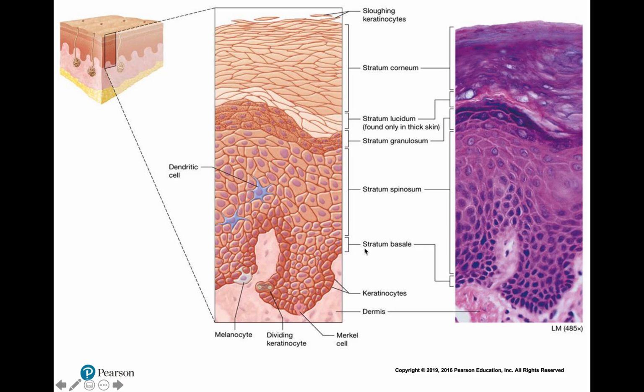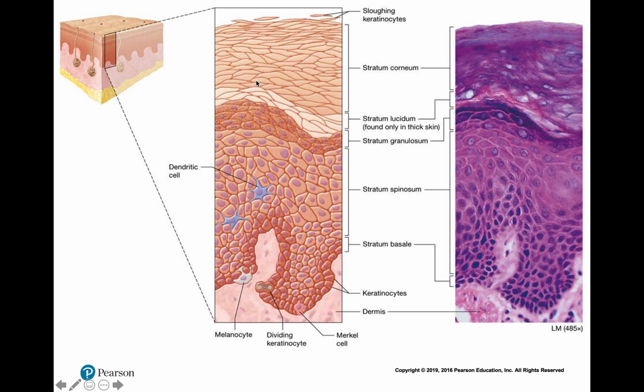So these cells, if you look over here in the micrograph, have somewhat of a cuboidal-ish shape to them, and that's because they are actively undergoing mitosis. So the cells of the stratum basale are stem cells. They have the ability to reproduce, make over and over and over again, undergo mitosis to continue to generate more keratinocytes. And that makes sense, right?